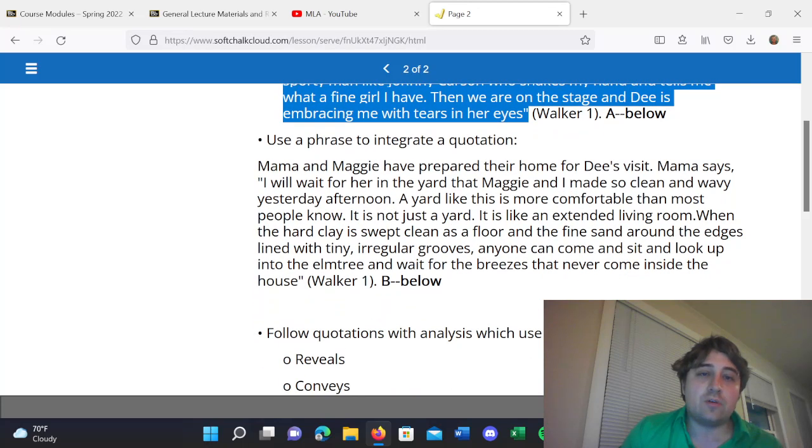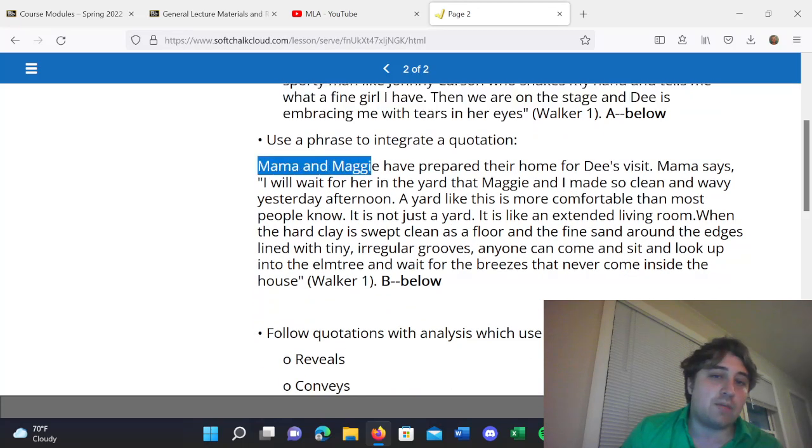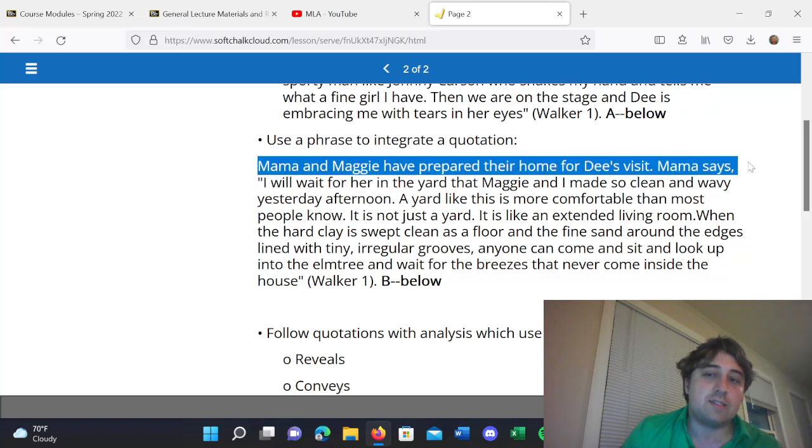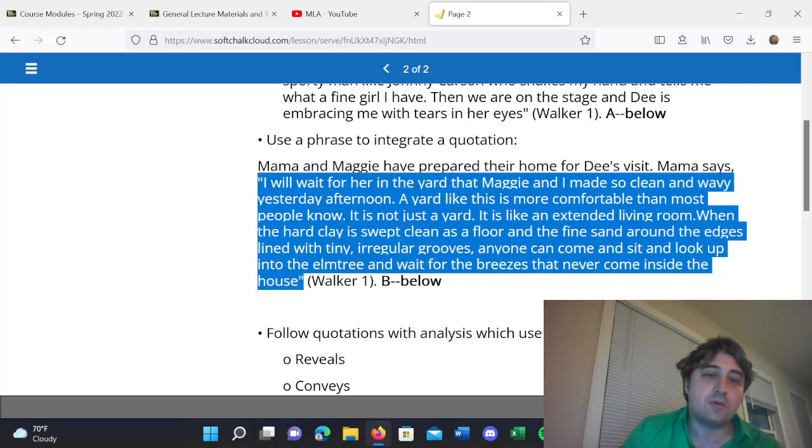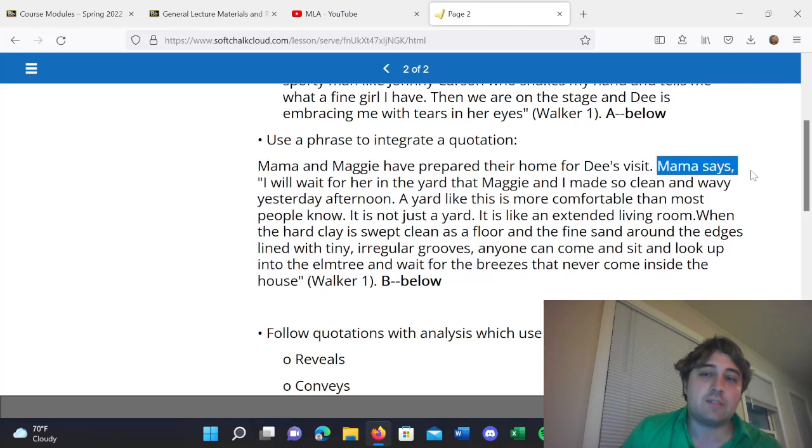You can also use a phrase. Mama and Maggie have prepared their home for Dee's visit. Mama says, and then the quote. So in this case, it's Mama says, comma, and a quote.